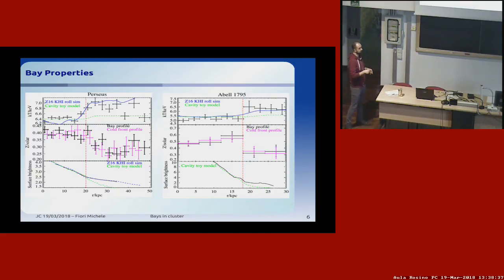This decrease in metallicity is in disfavor of the model of the AGN bubbles, because if there are bubbles created by AGN, we expect an increase in metallicity, not a decrease. And we see the same behavior in the Abell one.